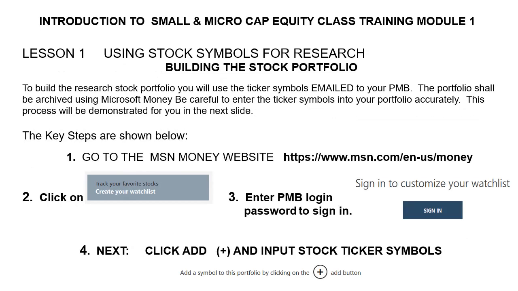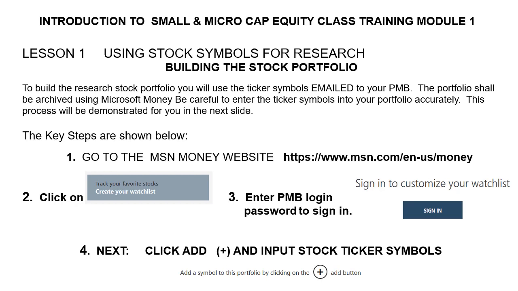Building your stock portfolio. To build the research stock portfolio, you will use the ticker symbols emailed to your private Outlook email box. The portfolio shall be archived using Microsoft Money. Be careful to enter the ticker symbols into your portfolio accurately. This process will be demonstrated for you in the next slide.